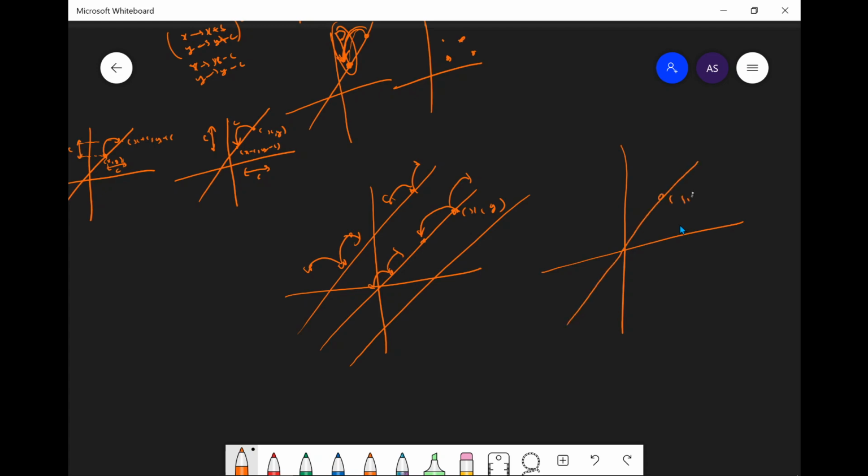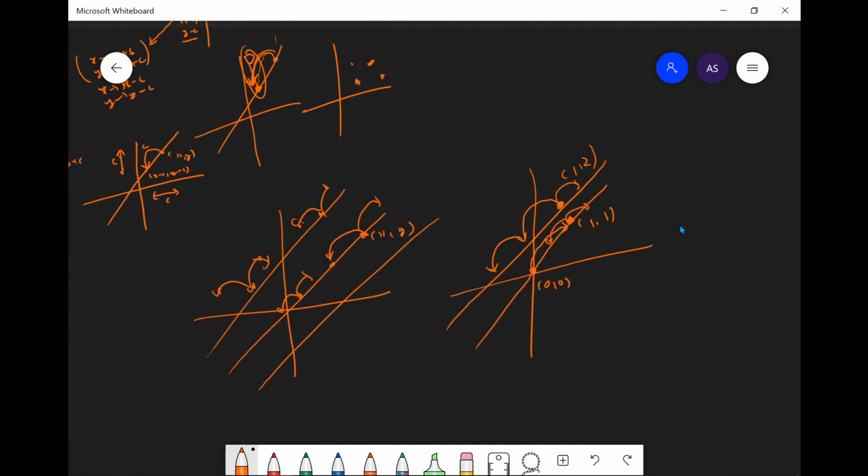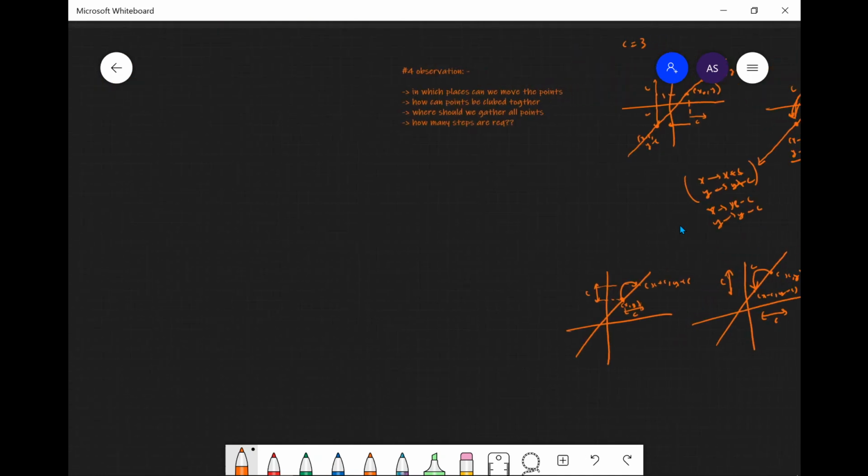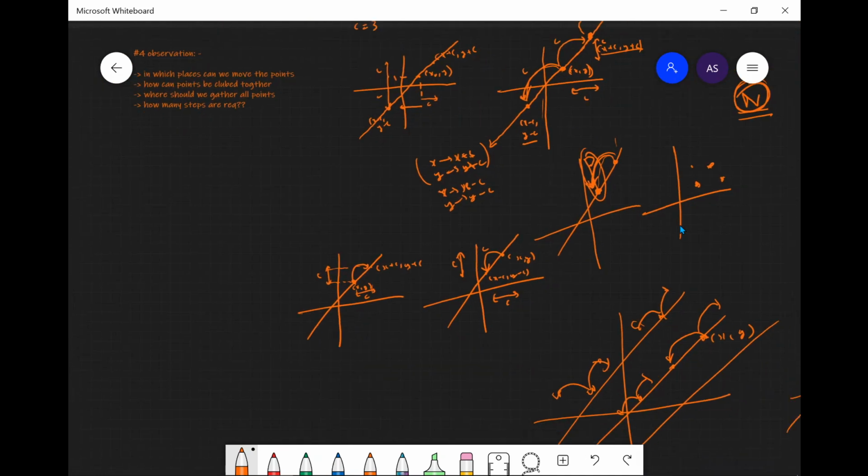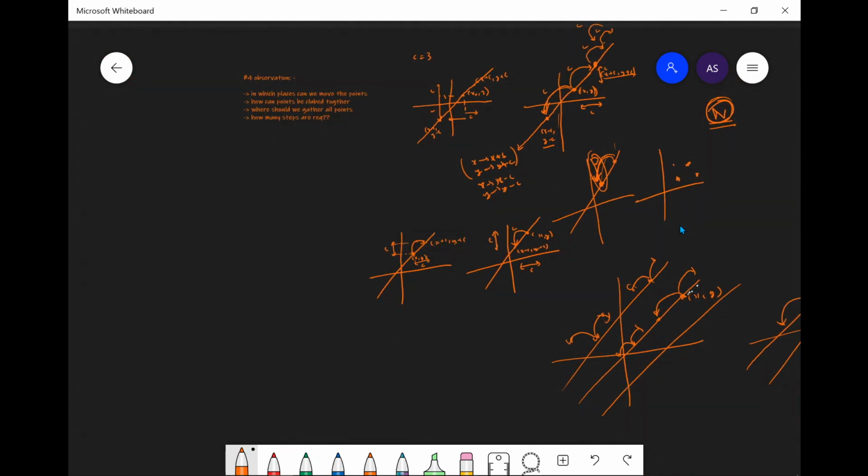Suppose this point is 1, 1, and this point is 1, 2, one unit above it. In any operation, this point will be moved on this line only in steps of c, and this one can be moved on this one. If there is another point here, say 0, 0, and we can combine these two in one point, it would be really beneficial, as then we don't need to make two separate flags. So this was the second observation, on how we can club points together: all the points on one line can be clubbed.